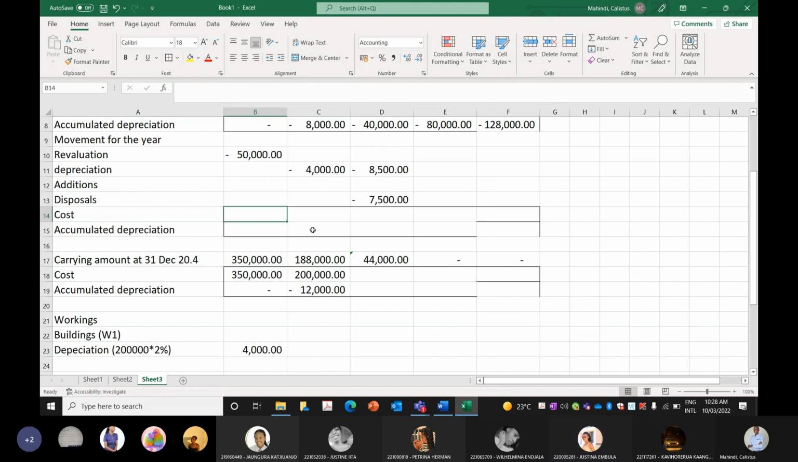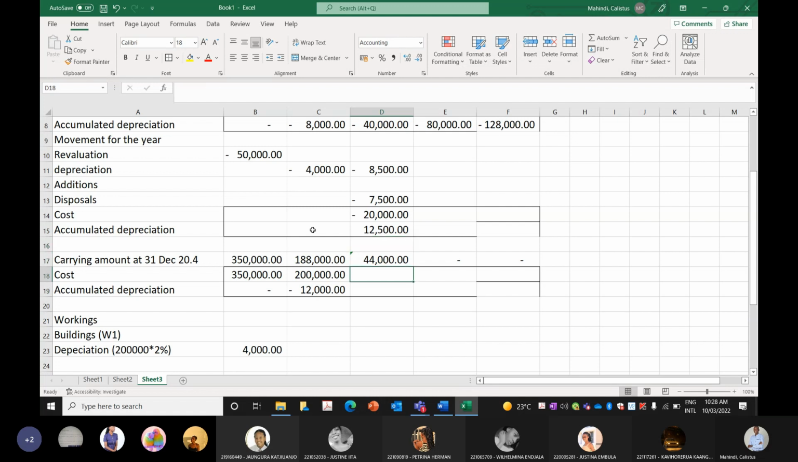Your cost of the furniture that was disposed was 20,000. And then your accumulated depreciation on that one was 12,500. So 20,000, I'm removing the cost price, that's why I'm subtracting it. Accumulated depreciation, I have to add it back. We're doing the opposite. Minus 20,000 plus 12,500 gives you 7,500.